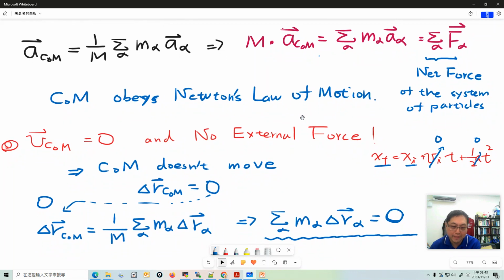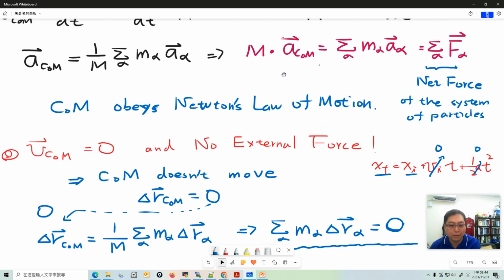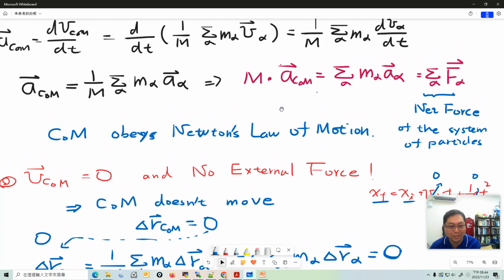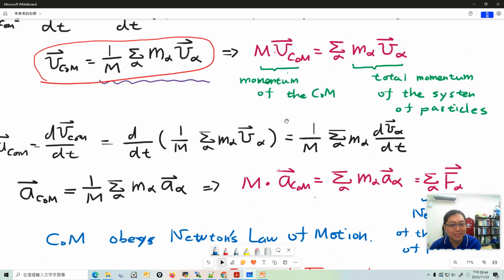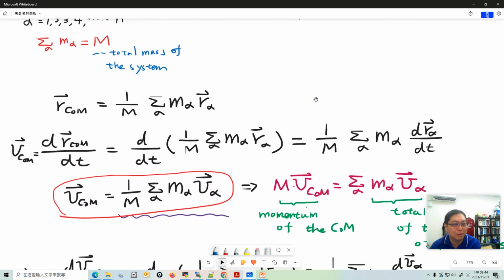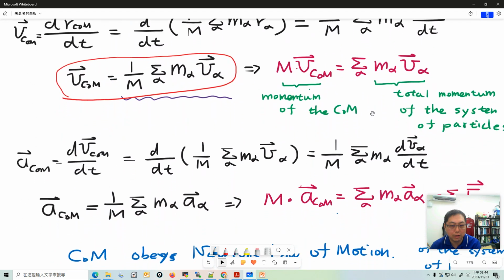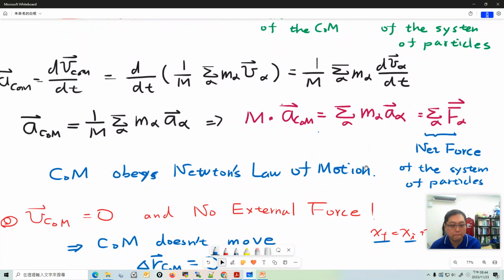Just treat it as a very special particle, and this special particle obeys Newton's law of motion. But you cannot see it. It's very strange: you cannot see it, but it obeys Newton's second law of motion. Okay, I'll end the video here.